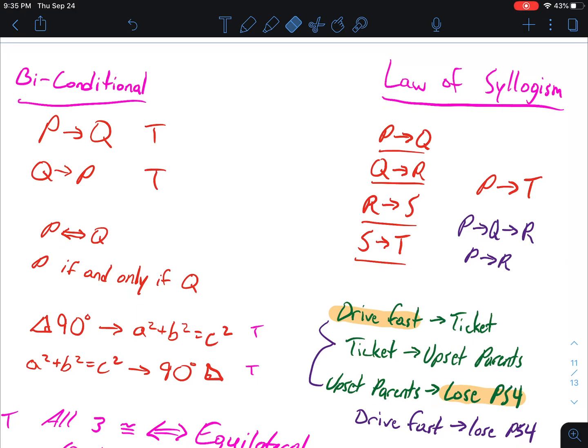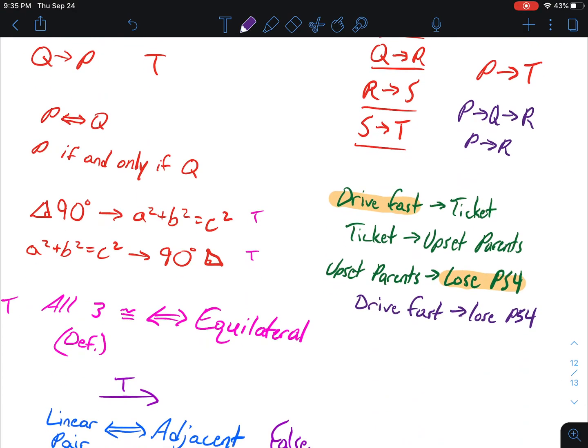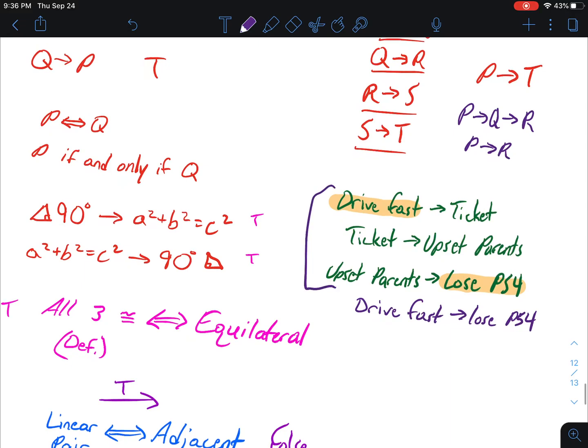The only time this gets tricky, and we'll do an example once I get back in class, is if it doesn't tell you in this nice, neat order. I put it in order for us here, but sometimes we'll see these all scrambled up, and it might give us this first, then this, then the last one. So you have to think: what is my first step and what is the last step? If you see that getting a ticket leads to upset parents, you have to think about what caused the ticket, which you see in the first statement: driving fast caused that ticket. And then upset parents leads to losing a PS4. That's the only time it gets tricky, if it's not in a nice, neat order.